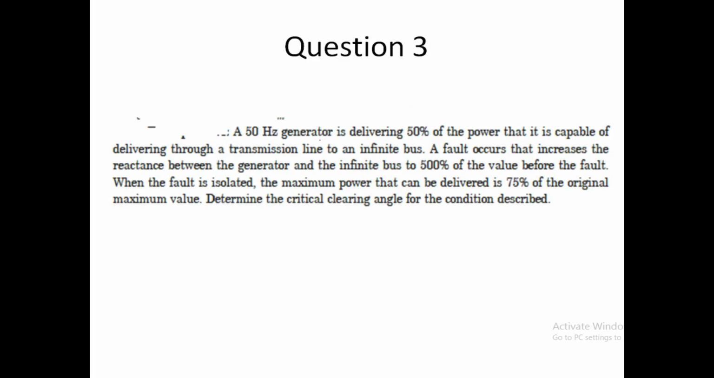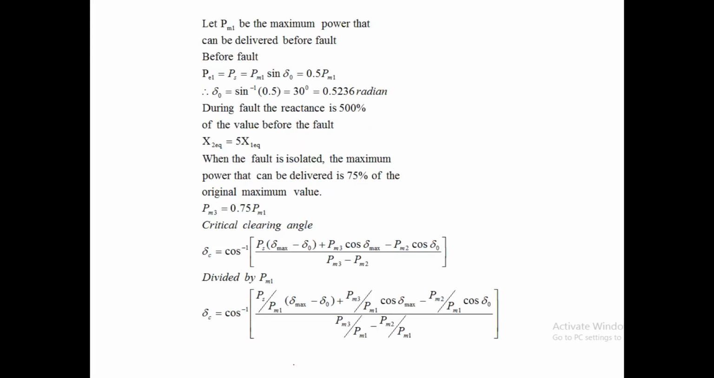Now question 3. A 50 Hz generator is delivering 50% of the power that it is capable of delivering through a transmission line to an infinite bus. A fault occurs that increases the reactance between the generator and infinite bus to 500% of the value before the fault. When the fault is isolated, the maximum power that can be delivered is 75% of the original maximum value. Determine the critical clearing angle for the condition. So we have to find the critical clearing angle.